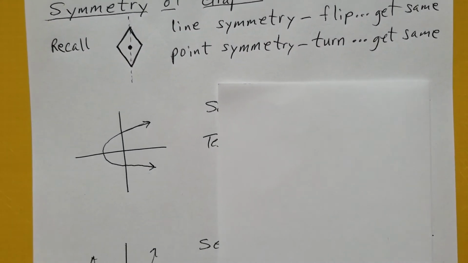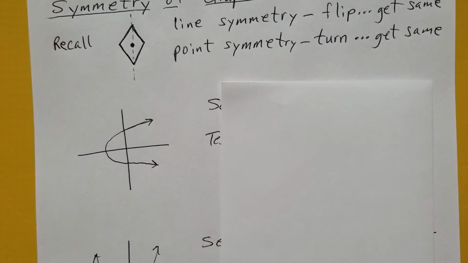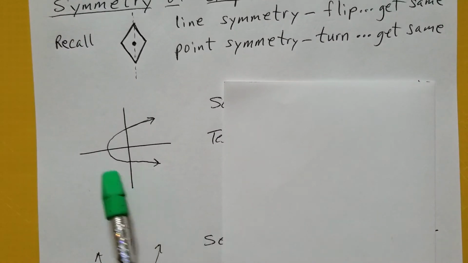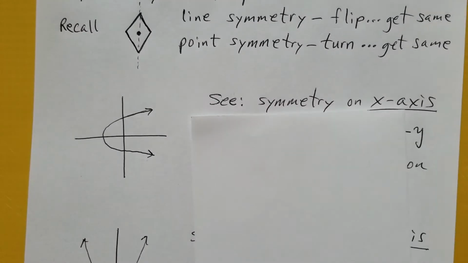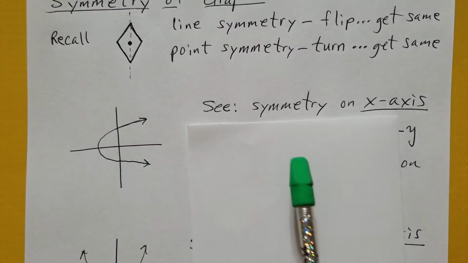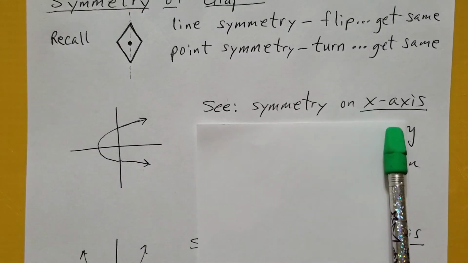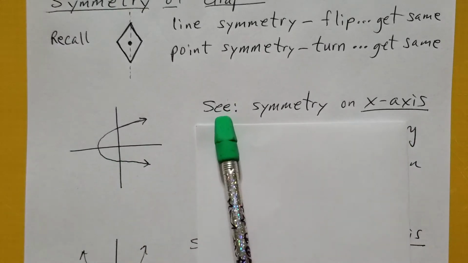So here's a graph. Now I did these free-handed, so I meant it to be symmetrical, right? So if you look at it, it's symmetrical with the x-axis, right? So we say it has symmetry on the x-axis. This one does. So we can see that.